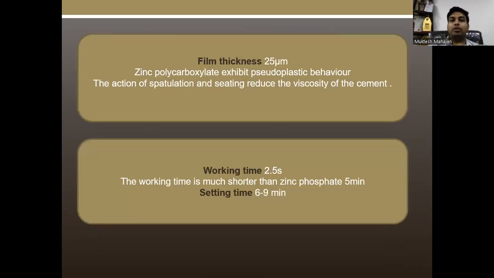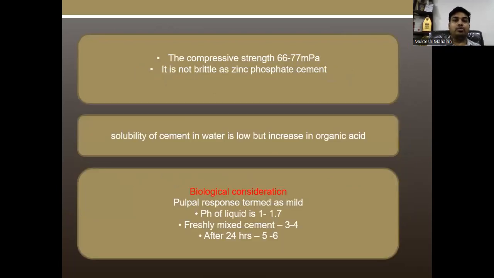Film thickness is 25 micron. Zinc polycarboxylate exhibits pseudoplastic behavior. The action of spatulation and seating reduces the viscosity of the cement. Working time is 2.5 minutes, much shorter than zinc phosphate, which is 5 minutes. Setting time is 6 to 9 minutes. Compressive strength 66 to 77 MPa. It is not as brittle as zinc phosphate cement. The solubility of the cement in water is low but increases in organic acid.